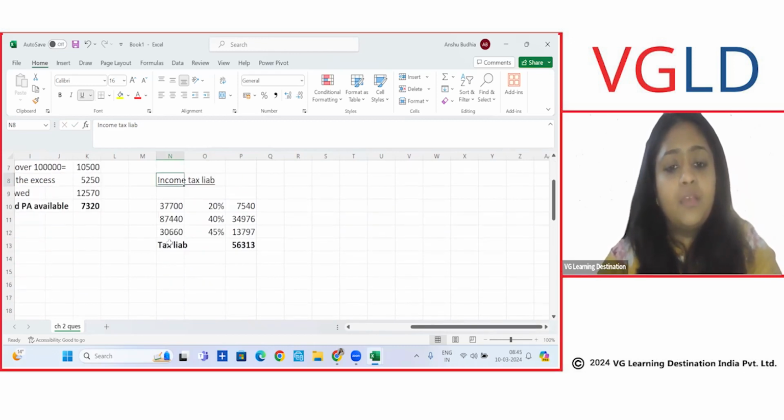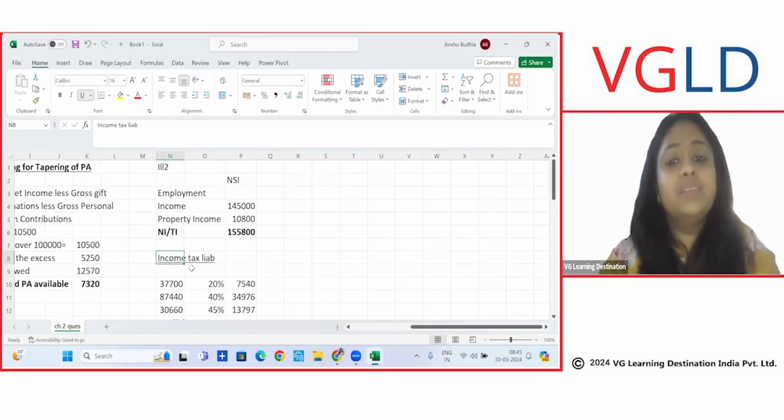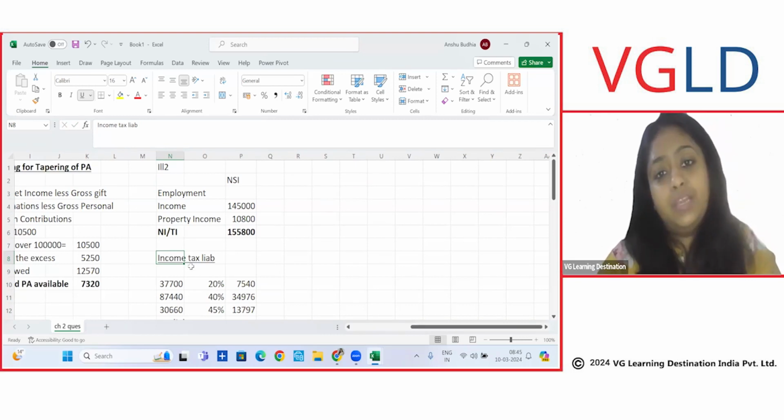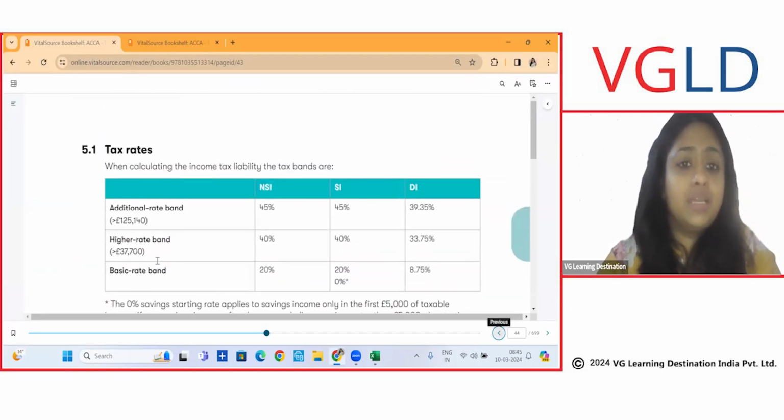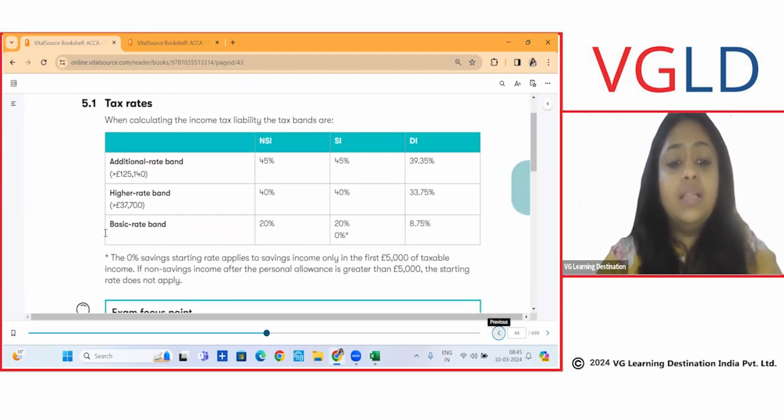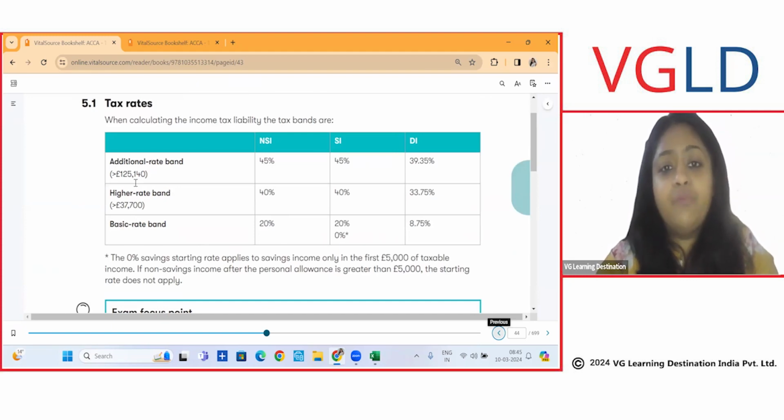Okay. I hope you're clear, all of you. So just make this updation that your additional rate band is now starting from 125,141 onwards. I'll repeat the rate bands again, just for everybody's understanding. So till 37,700, the basic rate band is 20%. For dividend income, it is 8.75%. From 37,701 till 125,140, it is 40%. For dividend income, it is 33.75%.